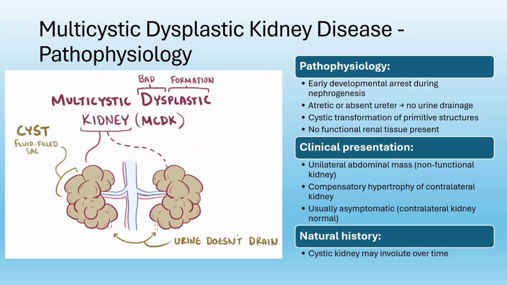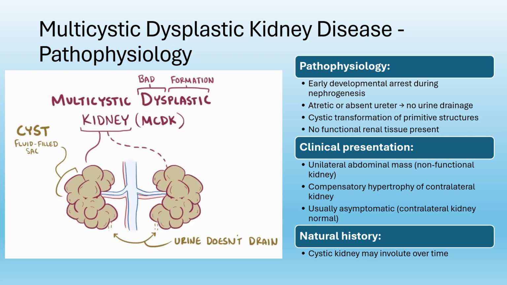Clinical presentation typically involves prenatal ultrasound detection of a unilateral multicystic renal mass. Postnatally, physical examination may reveal a palpable flank mass, though affected infants remain asymptomatic due to compensatory function of the contralateral kidney. This compensatory hypertrophy begins in utero and enables the solitary functioning kidney to maintain normal renal function throughout life in most cases. The natural history of MCDK differs significantly from other cystic renal diseases.